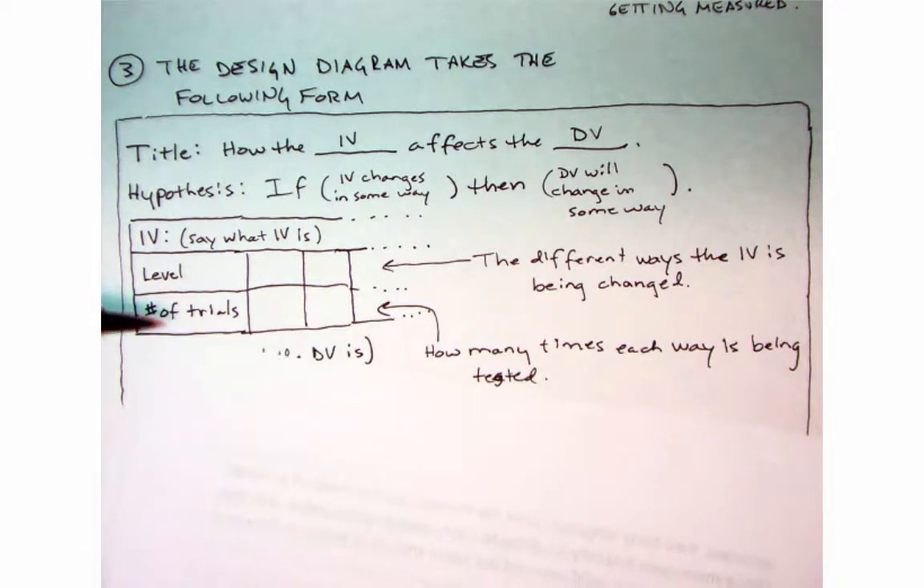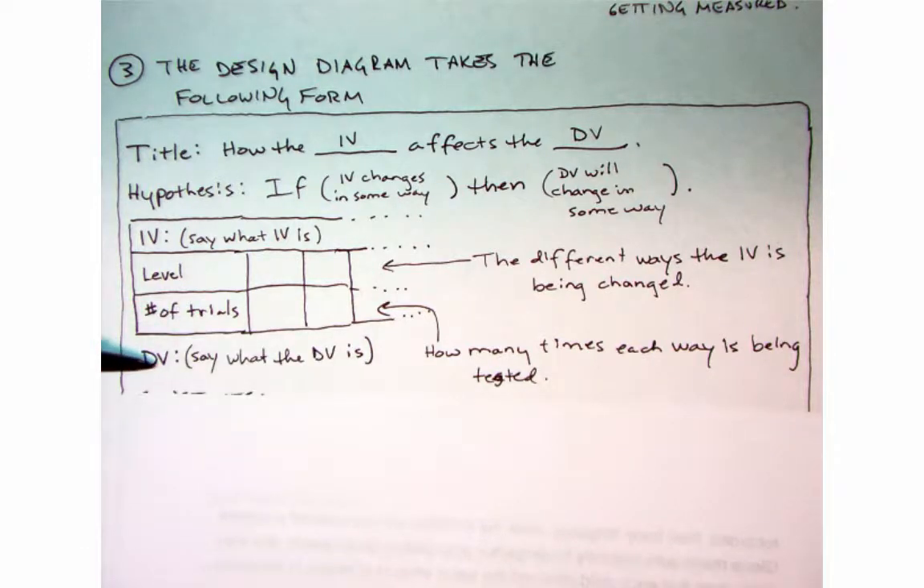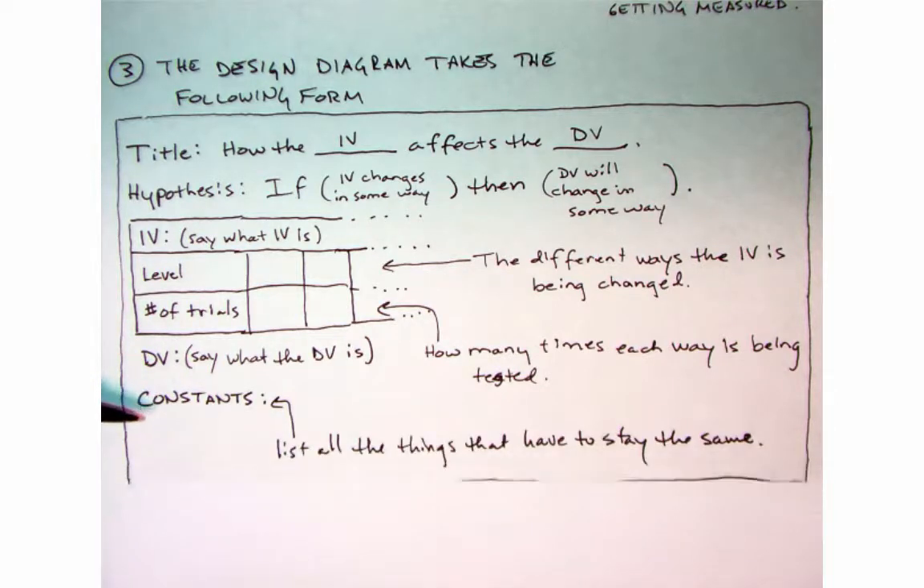Now beneath that table, we write down the DV, where we just state what the dependent variable is, and we also put down the units if that's appropriate. And then finally we finish with the constants. In any experiment there must be many constants, things that you keep the same, so that you can be sure that the independent variable is the factor that's causing the change that you are witnessing. So let's do an example here.